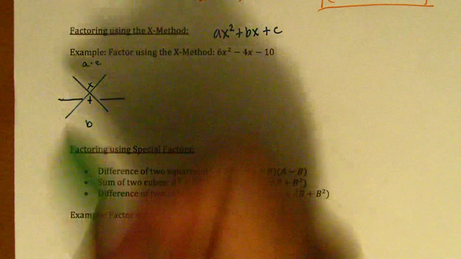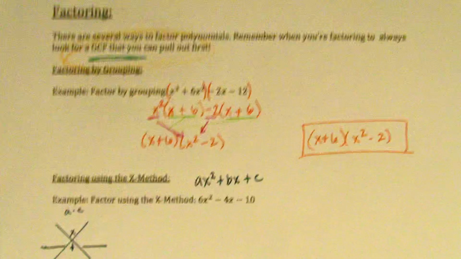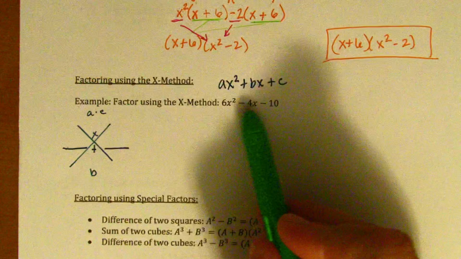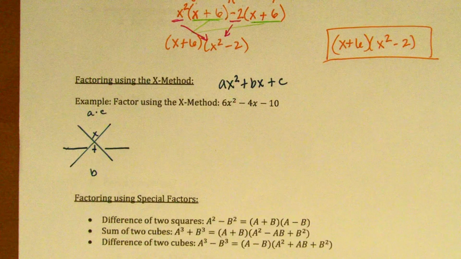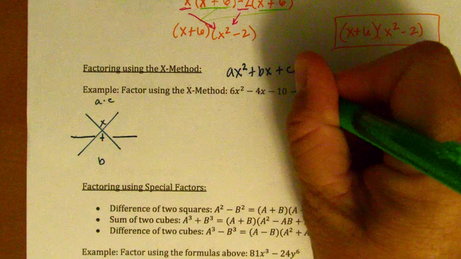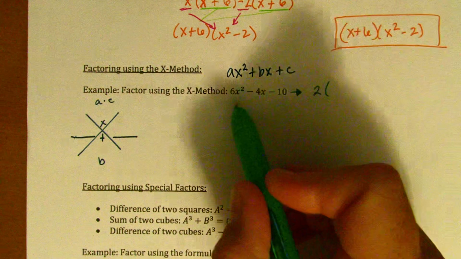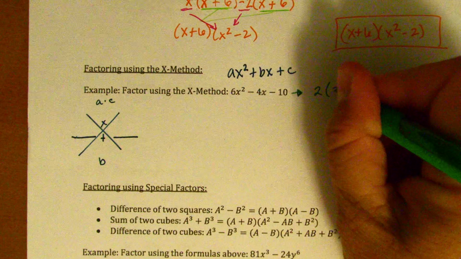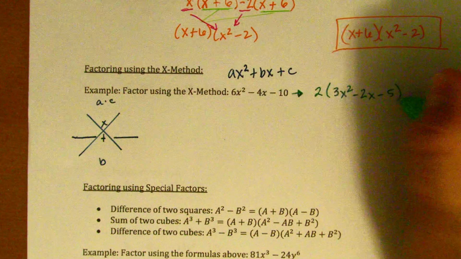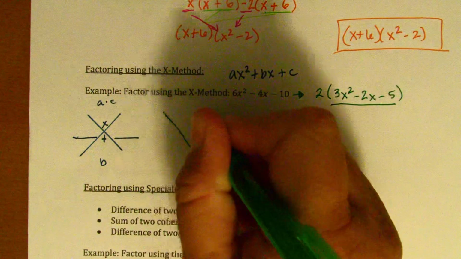Now, before I start jumping right into this method, anytime I'm factoring, I need to make sure I pull out my GCF if I have one. Looking at these three terms, I see that they are all divisible by 2. So before I go into the x method, the first thing I need to do is pull out that common factor of 2. When I pull out a 2 from each of these terms, I'm left with 3x squared minus 2x minus 5. This is what's going into the x method.